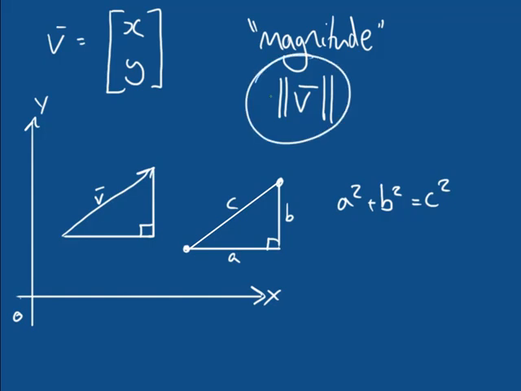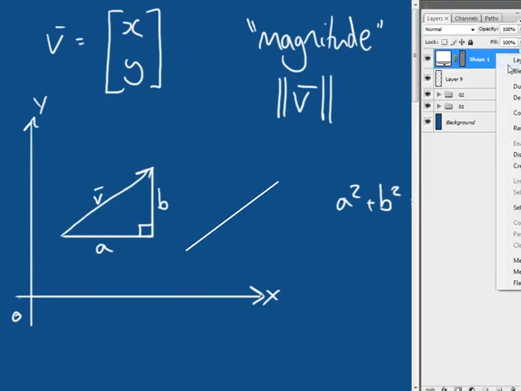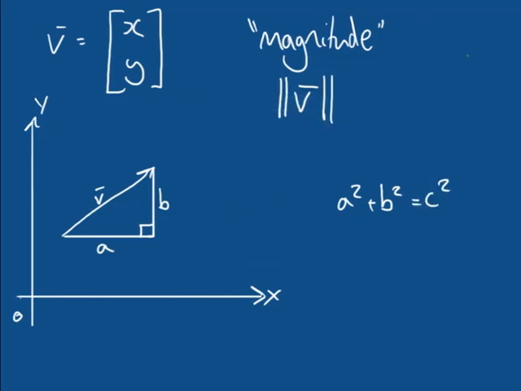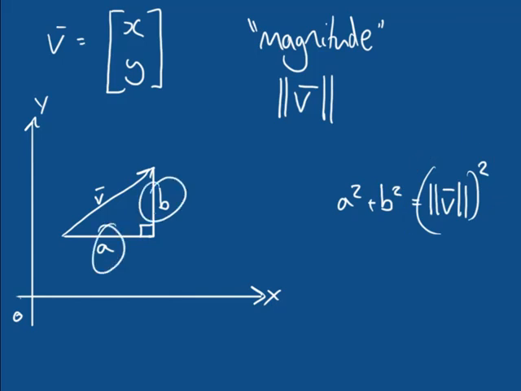Now, in order to find the length of our hypotenuse, which is the length of our line segment, which is the magnitude of our vector v, we need to know the length of this edge a and the length of this edge b. So let me just erase this for a second, and also delete that shape that we drew because we don't need it anymore. Fantastic. So we know that a squared plus b squared is equal to our hypotenuse squared, and we know our hypotenuse is the magnitude of our vector v. So a squared plus b squared is equal to the magnitude of our vector v squared. So in order to find the magnitude of our vector v, we need to find the length of a and b.